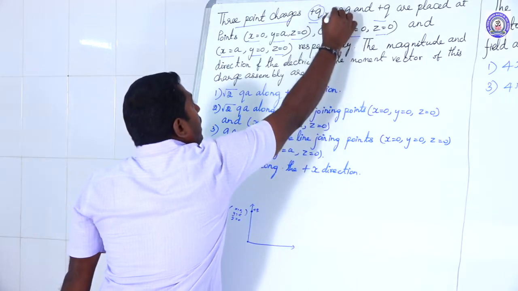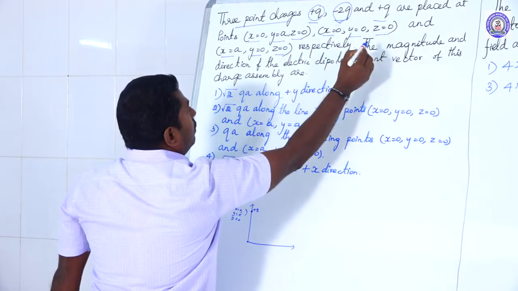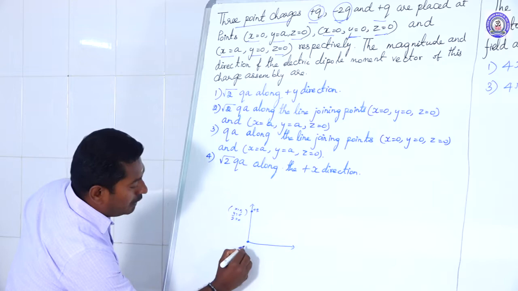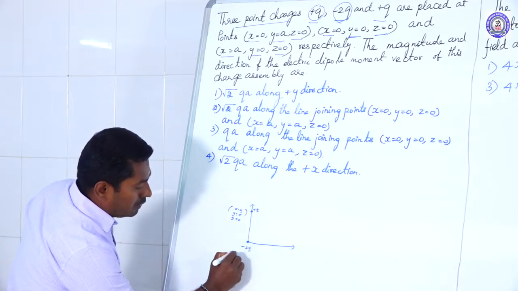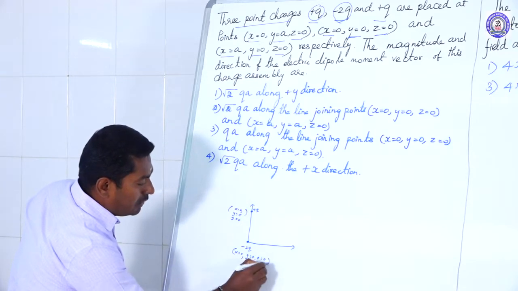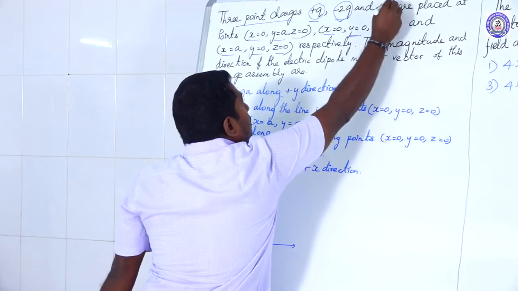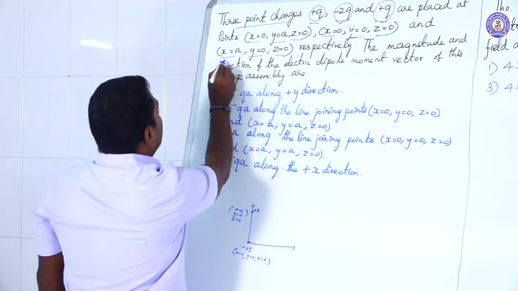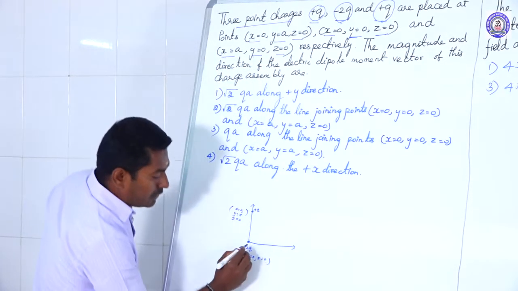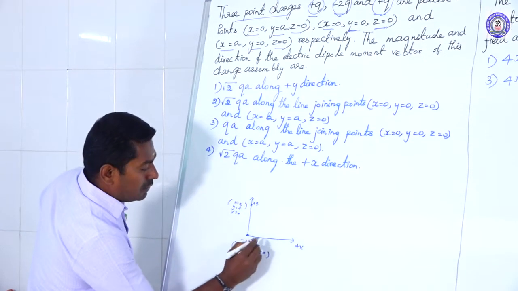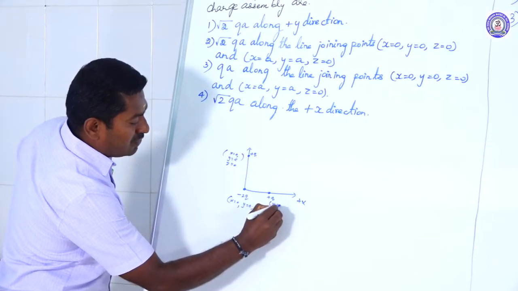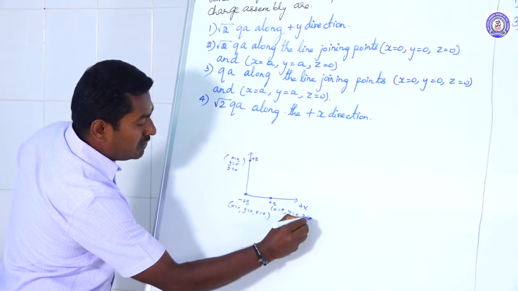Then the position of the minus 2q charge: x is equal to 0, y is equal to 0, z is equal to 0, which is the origin. Next, the position of the third plus q charge: x is equal to a, y is equal to 0, z is equal to 0, along the x-axis. The position of the plus q charge is x is equal to a, y is equal to 0, z is equal to 0.